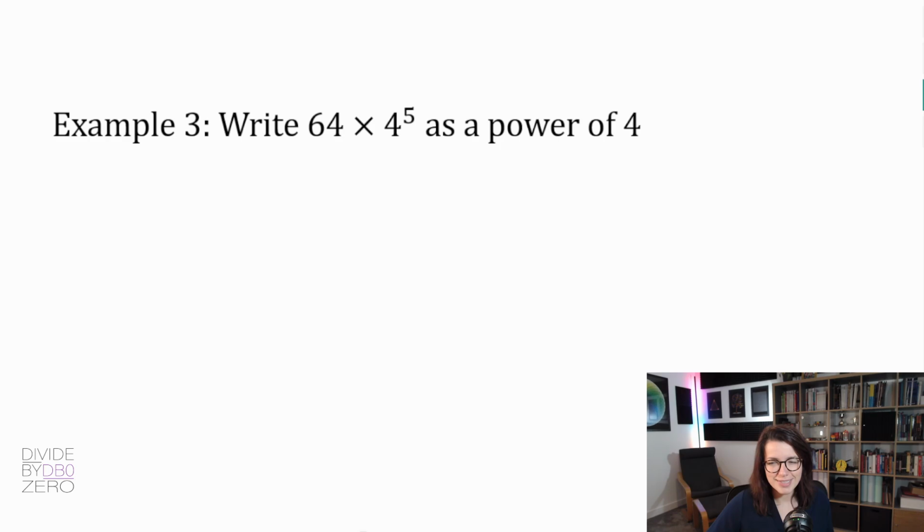Third example, write 64 times 4 to the power of 5 as a power of 4. This one's interesting. If you look, 64 can actually be written as a power of 4 straight away because that's the same as 4 cubed. Now we've changed the problem into 4 cubed times 4 to the power of 5. And we're back in that hopefully comfortable state where we've got two things multiplied together, so we just add the powers. And that will be 4 to the power of 8.